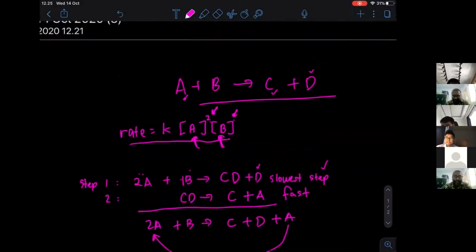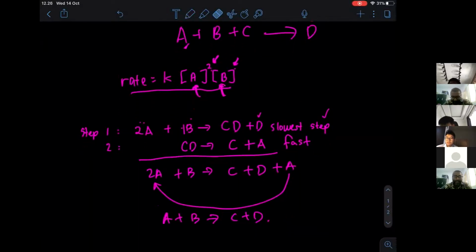Now, there's another question. What happens if we have C like this? If I put, let's say, plus C to give you D, for example, and then C is not in the rate equation. It means C is going to be zero order. So how do I come up with a mechanism to show this equation?